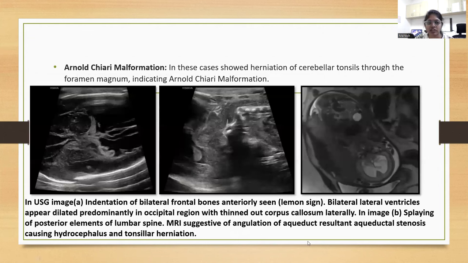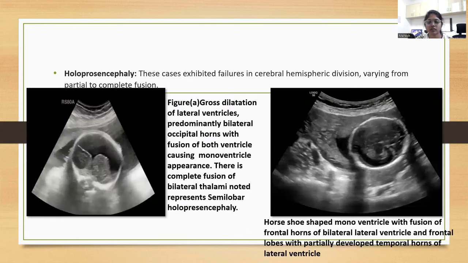Arnold-Chiari malformation. The first two images are of USG showing indentation of the bilateral frontal bones anteriorly, seen as the lemon sign. Bilateral lateral ventricles appear dilated, predominantly the occipital region, and there is a thinned-out corpus callosum laterally. In this, there is a splaying of the posterior elements of the lumbar spine. In the third, there is angulation and stenosis of the aqueduct, suggesting gross hydrocephalus and tonsillar herniation.